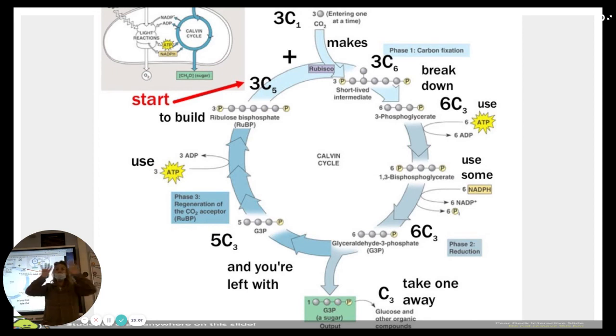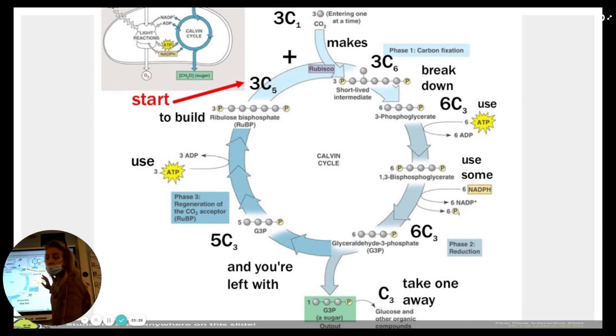Super unstable, so it breaks in half. We do that for all three. Power them up, give them ATP, give them reduced NADP. Now we literally have six halves of glucose. But how many do we keep? We send the remaining five to get reformed to regenerate RuBP again, and then we have to use some ATP to do that.